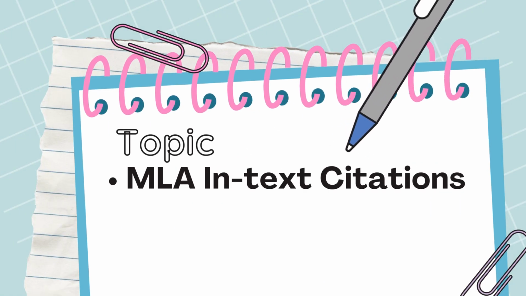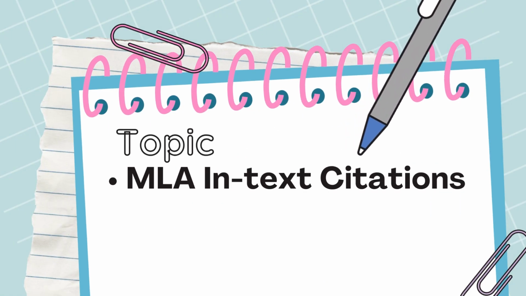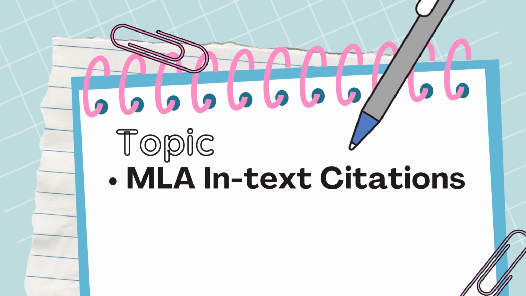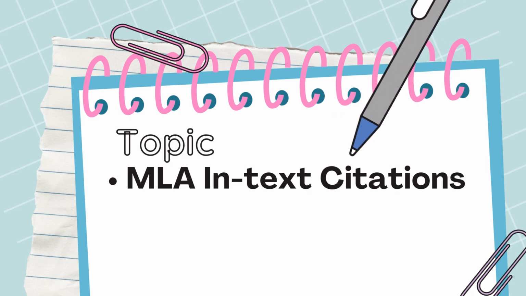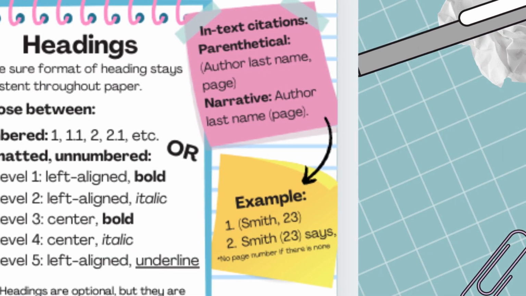Now, let's discuss in-text citations. When you reference a source in your paper, you need to include an in-text citation. This usually includes the author's last name and the page number if available. In MLA, there are two different types of in-text citations. There's parenthetical and then there's narrative. Parenthetical is usually used when you make a direct quote, where narrative is usually made when you include information from the article that is paraphrased and is not knowledge you already knew.